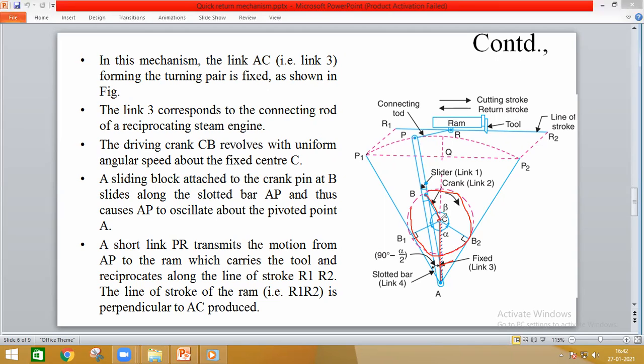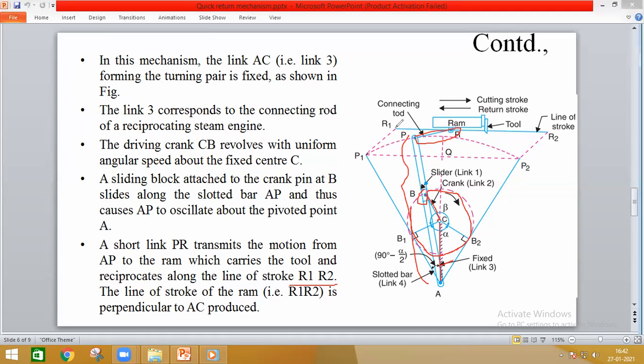And a sliding block. So this is the sliding block, which is attached to the crank pin at point B, which makes a sliding pair with the slotted lever. AP is the component called the slotted lever. And this is the short link PR, which is nothing but a connecting rod, which connects the two components, the slotted lever and the ram.